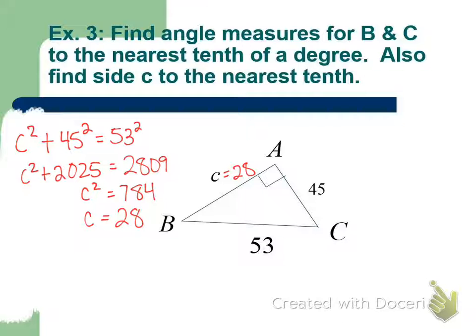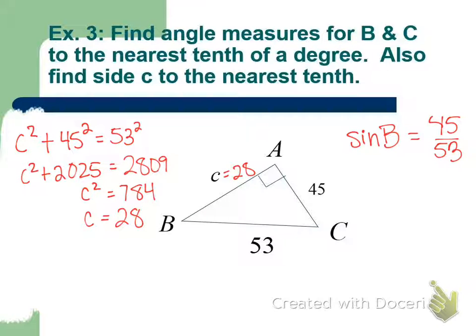So let's work with angle B first. Which trig function do you want to use? Sure, you could use sine. You could use any of the trig functions if you know all of the sides. So if we're finding the sine of angle B, what is that fraction? 45 over 53. Good. 45 over 53.